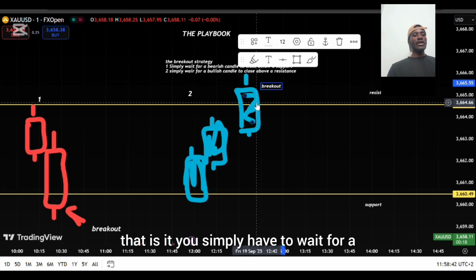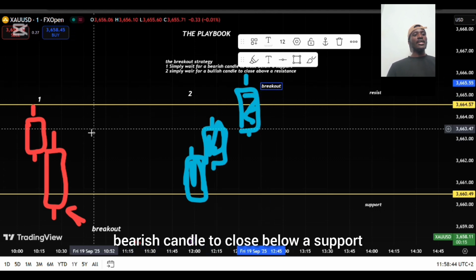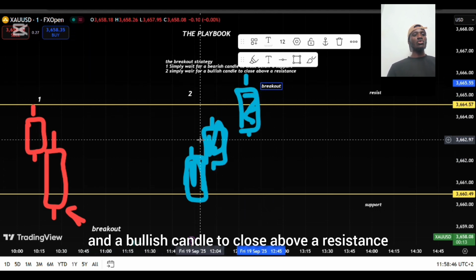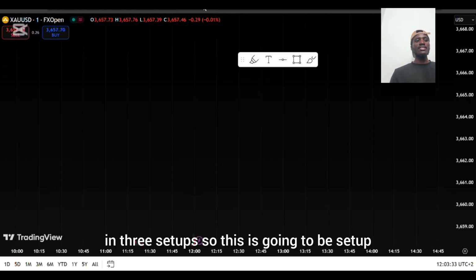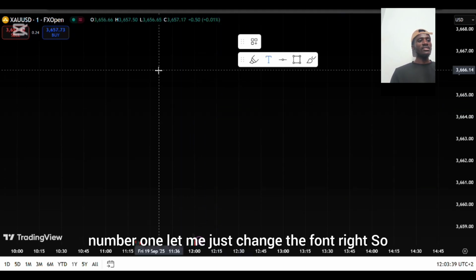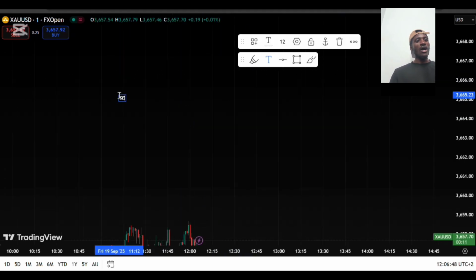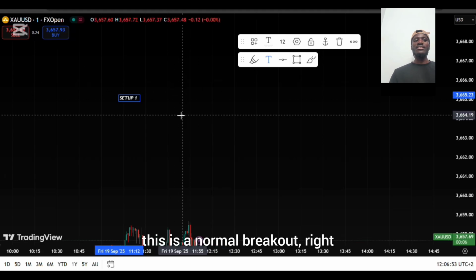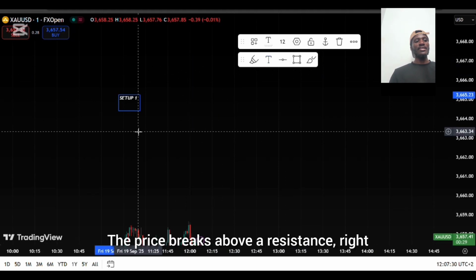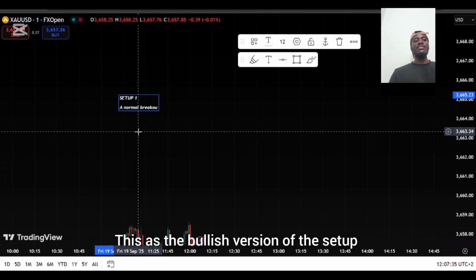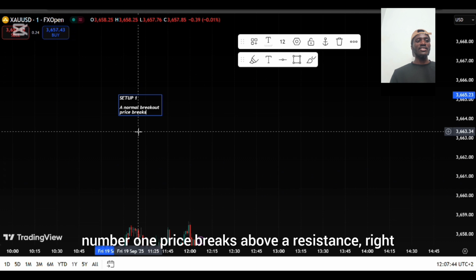You simply have to wait for a bearish candle to close below a support and a bullish candle to close above a resistance. So like I said, the breakout strategy comes in 3 setups. So this is going to be setup number 1. Let me just change the font. So what happens is this is a normal breakout, right? The price breaks above a resistance. This is the bullish version of the setup number 1. Price breaks above a resistance.